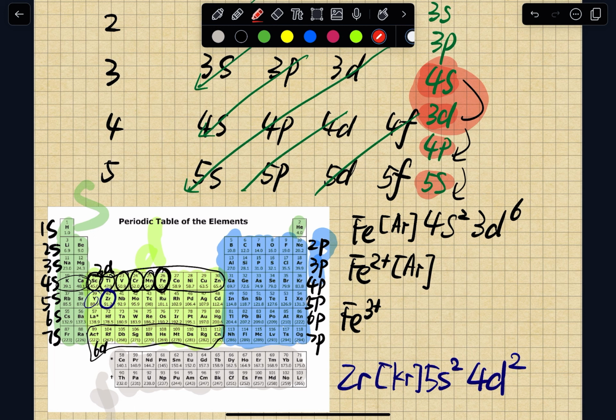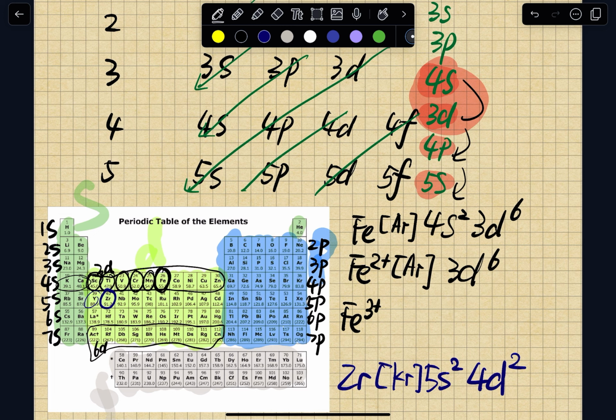But 4s is actually higher than 3d. So if that's the case, then we're going to remove the electrons from the higher subshell, 4s, first. So it will become 4s0. You simply don't have to write it. It's just 3d6. All right, so now what about iron 3+?